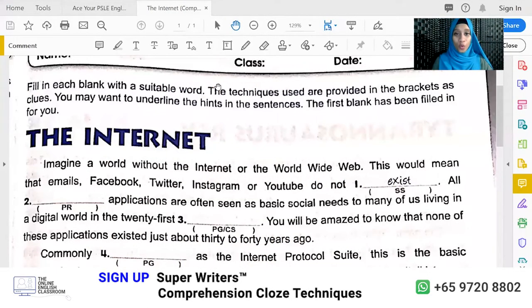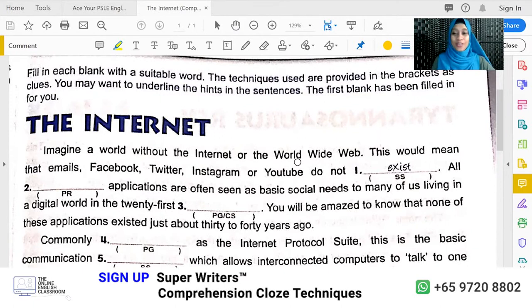Okay, I know question 1, the answer has been given to you, but let us just look at how we get that answer. All right, so both of you have read the passage, right? And you know what the passage is about. Okay, let's go through. The first one says, imagine a world without the internet or the World Wide Web.